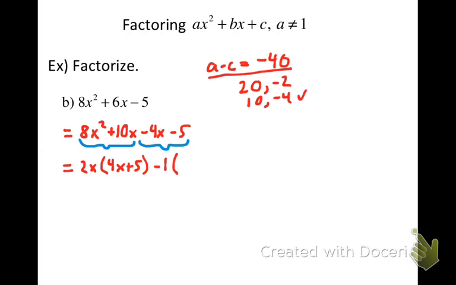Okay, and so when you factor negative 1 out of negative 4x, it leaves you with positive 4x. When you factor negative 1 out of negative 5, it leaves you with a positive 5. And again, just double check. Negative 1 times 4x is negative 4x. Negative 1 times 5 is negative 5.